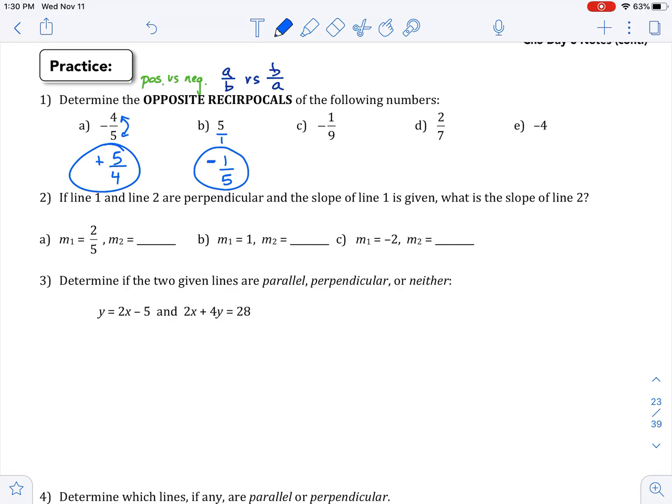In letter C, if the first one is negative, the second value here must be positive, because we're talking about opposite reciprocals, and that's 9 divided by 1, or what we can just talk about is the number 9. Letter D, opposite reciprocal. If the first one's positive, the second one is negative, then take the reciprocal and flip 2 and 7. So that's negative 7 halves. And again, I'm going to write negative 4 as negative 4 divided by 1, so that when we talk about the opposite it will be positive, but the reciprocal of negative 4, or negative 4 divided by 1, is 1/4.